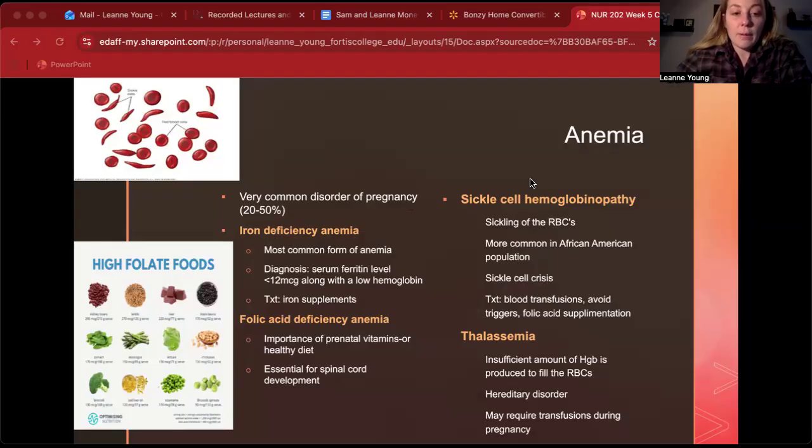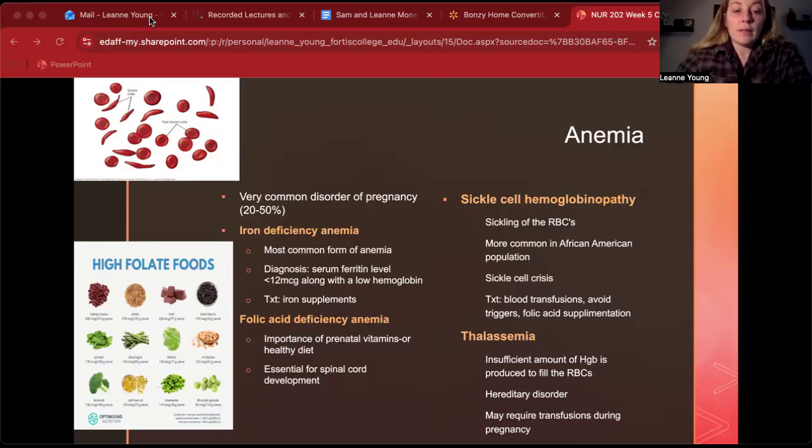Folic acid deficiency anemia. This is the importance of the prenatal vitamins or a diet that's high in folate, which I have a picture over there of high folate foods. So like leafy greens, broccoli, beans, those kind of things. This is essential for our spinal cord development, right? That should be ingrained in your guys' brains. I feel like I've said it so many times, but neural tube disorders can develop and there is an increased risk for them if mom is low in folic acid. So she needs to be taking her prenatal vitamins, especially if she has a deficiency.